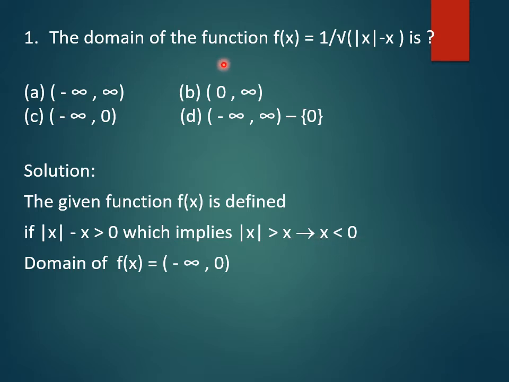Therefore, the domain of the given function is minus infinity to 0. So the set of all values of x which is less than 0 indicates open interval minus infinity to 0 here. That is option C.